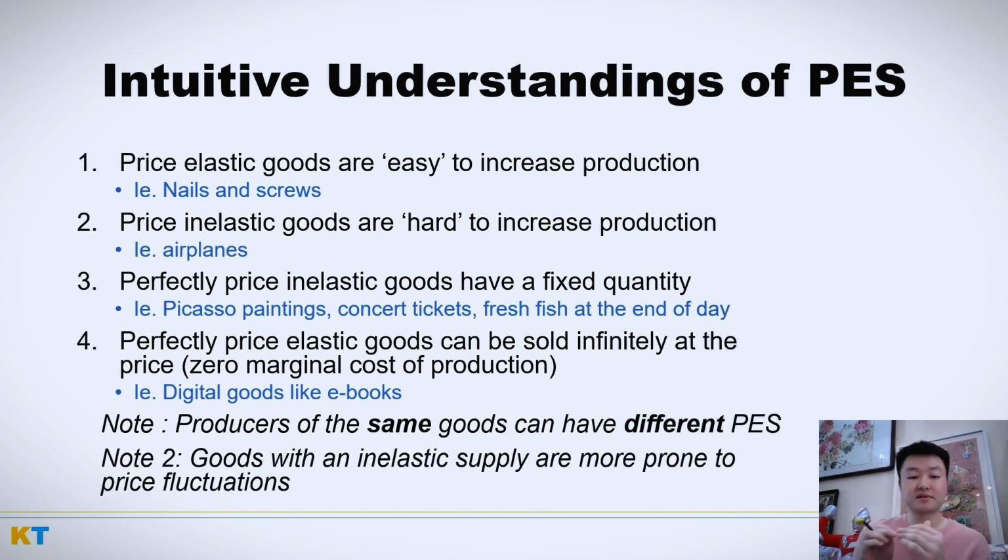Another note is that goods with an inelastic supply are more prone to price fluctuations. So we're thinking about agricultural goods that are hard to produce because plants like corn and rice take a long time to grow, right? And so their supply is relatively inelastic, so they're very prone to price fluctuations in the market.